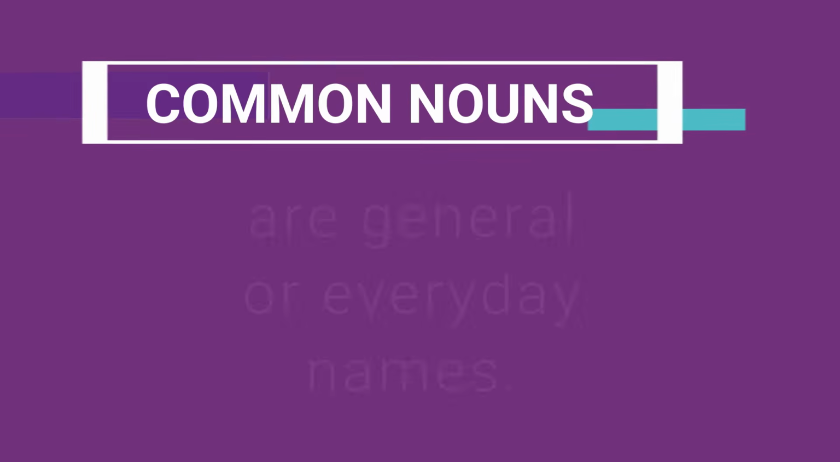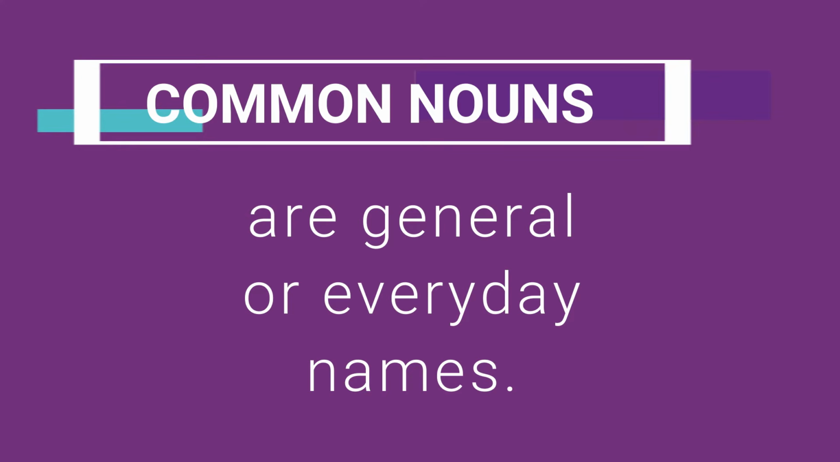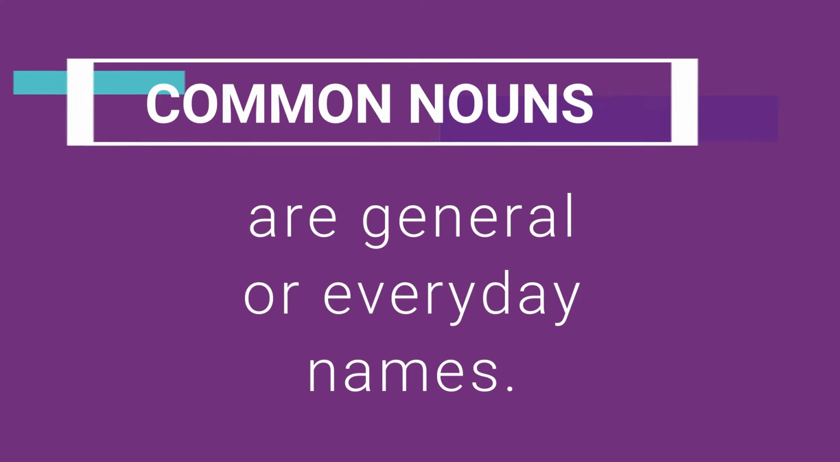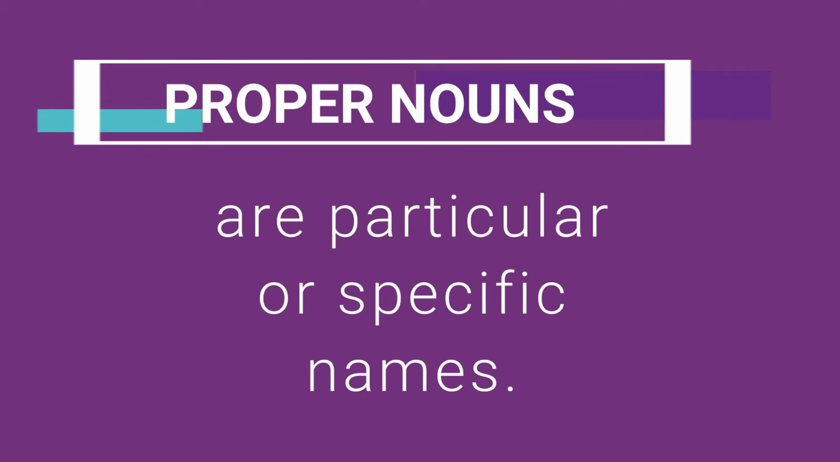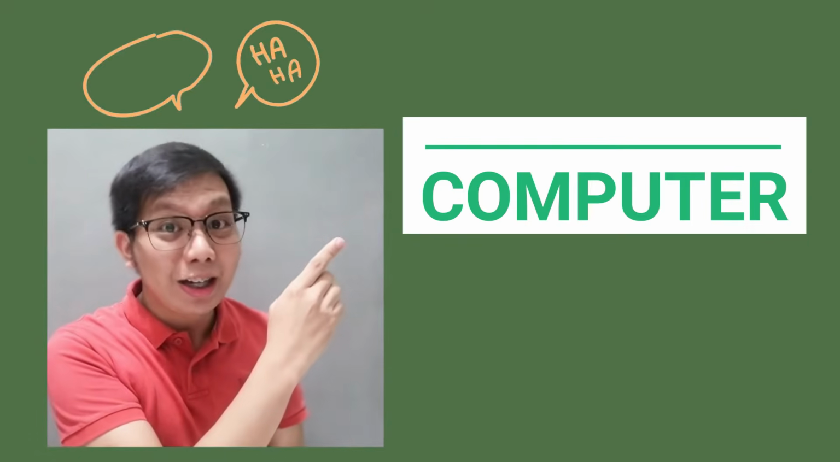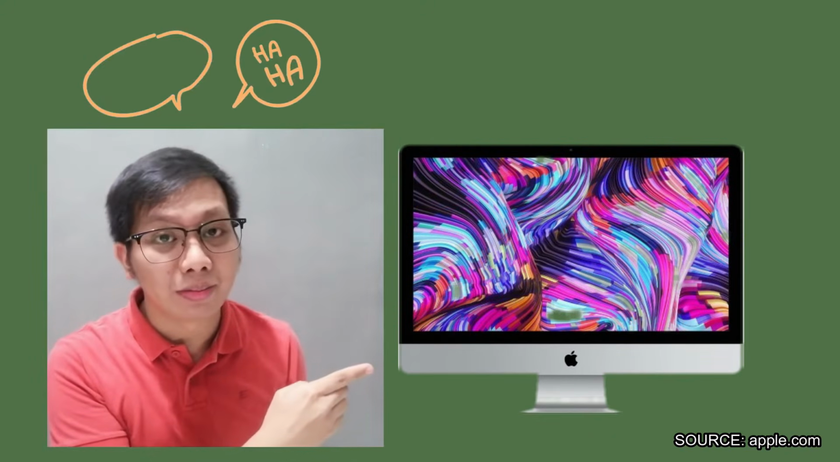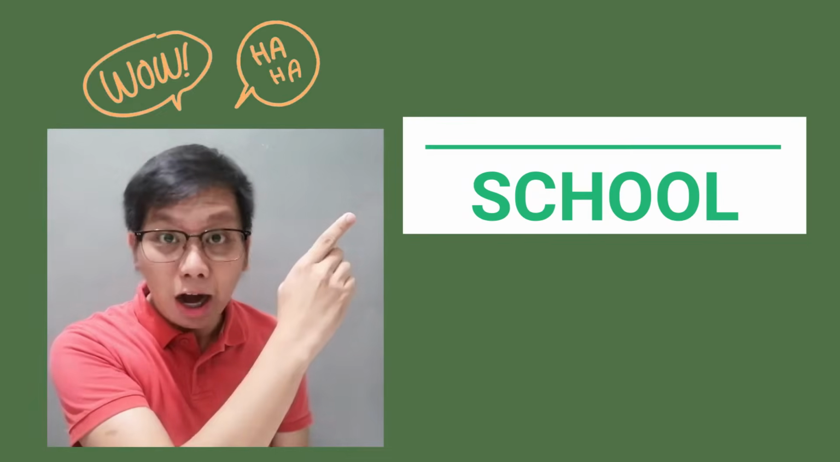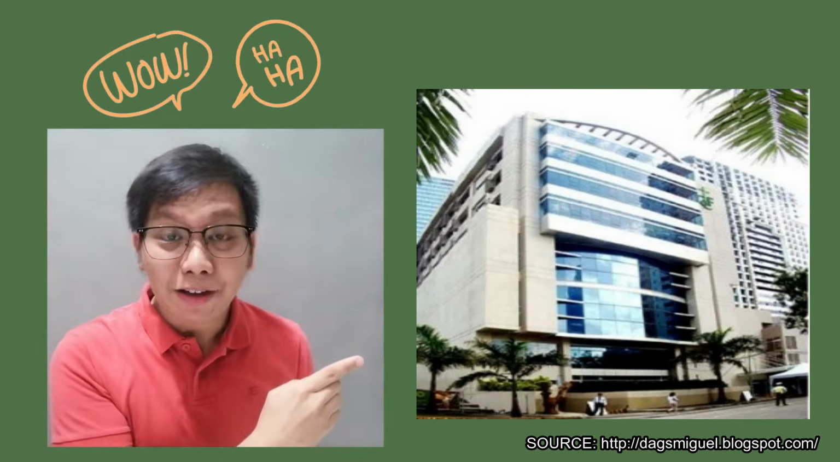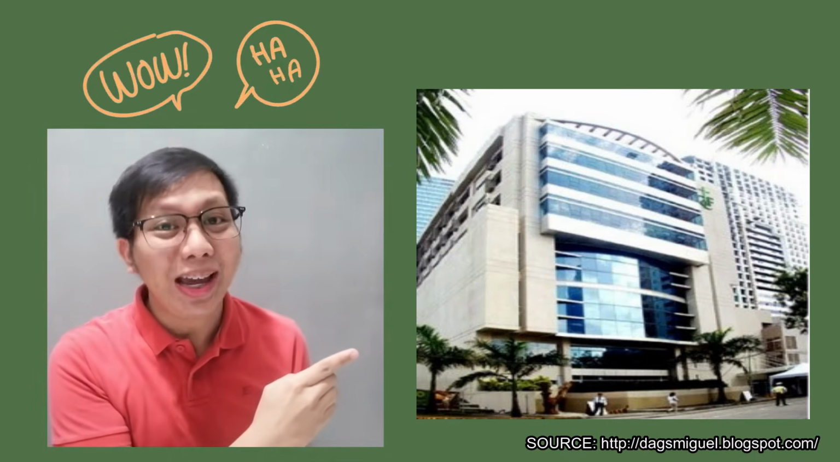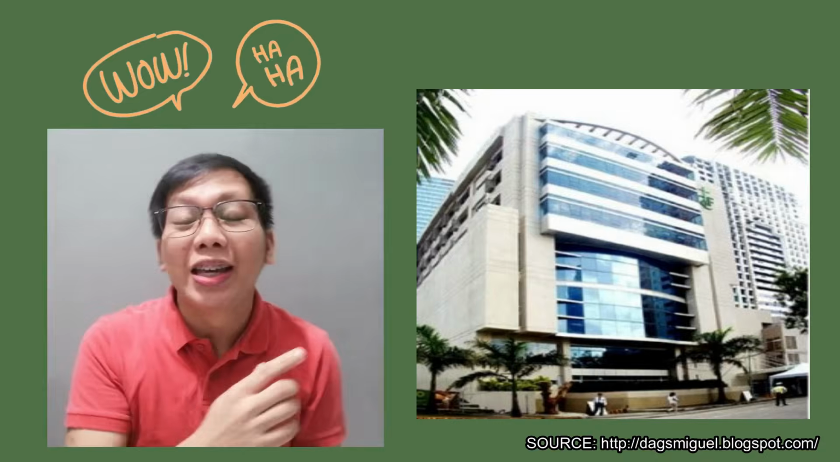Common nouns are general or everyday names. Proper nouns, on the other hand, are particular or specific names. Computer is a common noun. iMac is a proper noun. School is a common noun. GCF, International Christian School, is a proper noun.